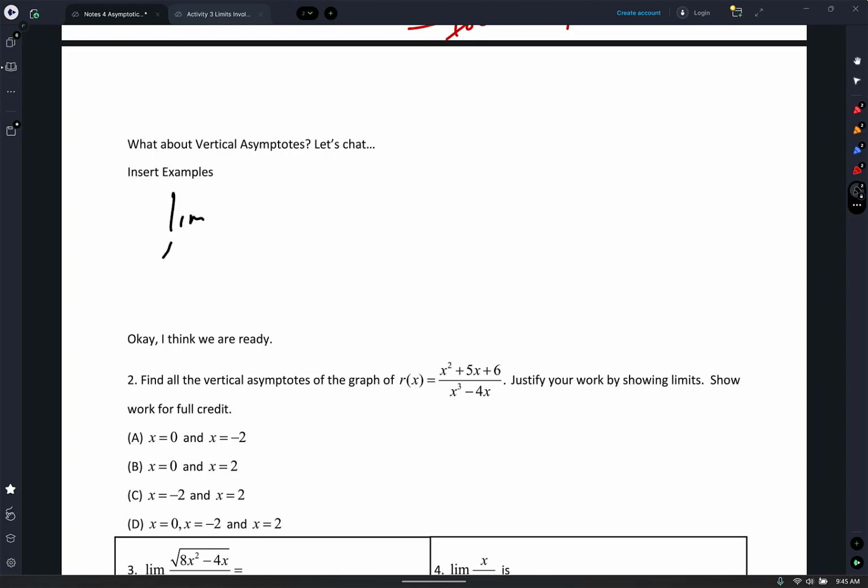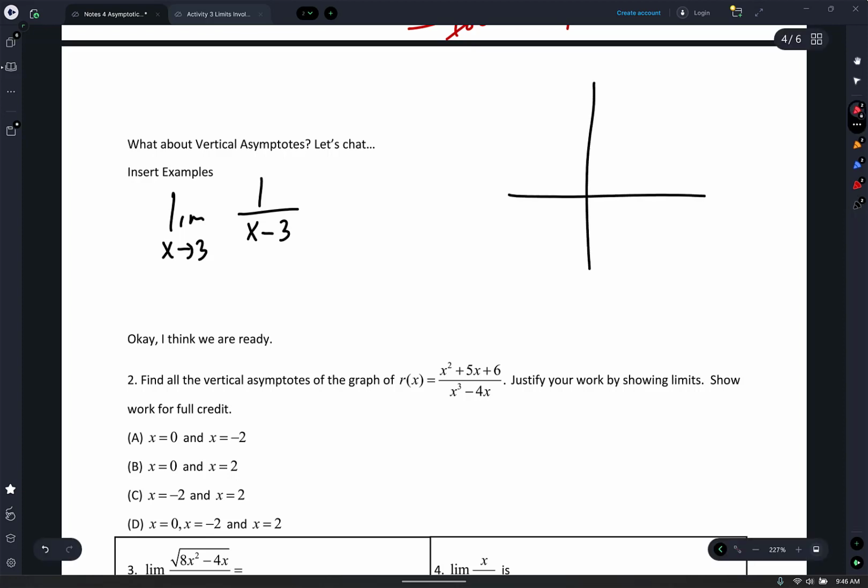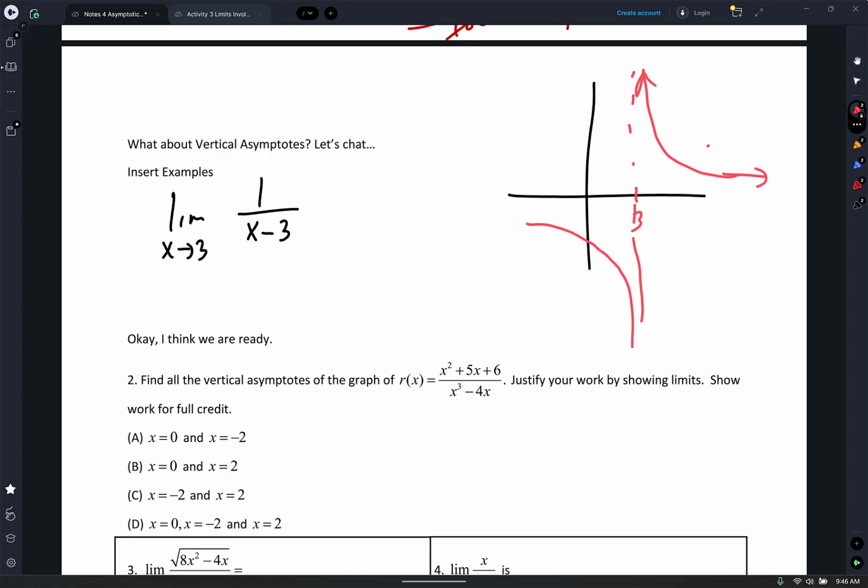Limit as x approaches 3 of 1 over x minus 3. Notice there's nothing you can do. I can't do direct substitution. Hopefully you remember how 1 over x minus 3 looks. If you don't, it's okay. At 3, if you approach from the right-hand side, it's going to approach positive infinity. If you approach from the left-hand side, it's going to approach negative infinity.